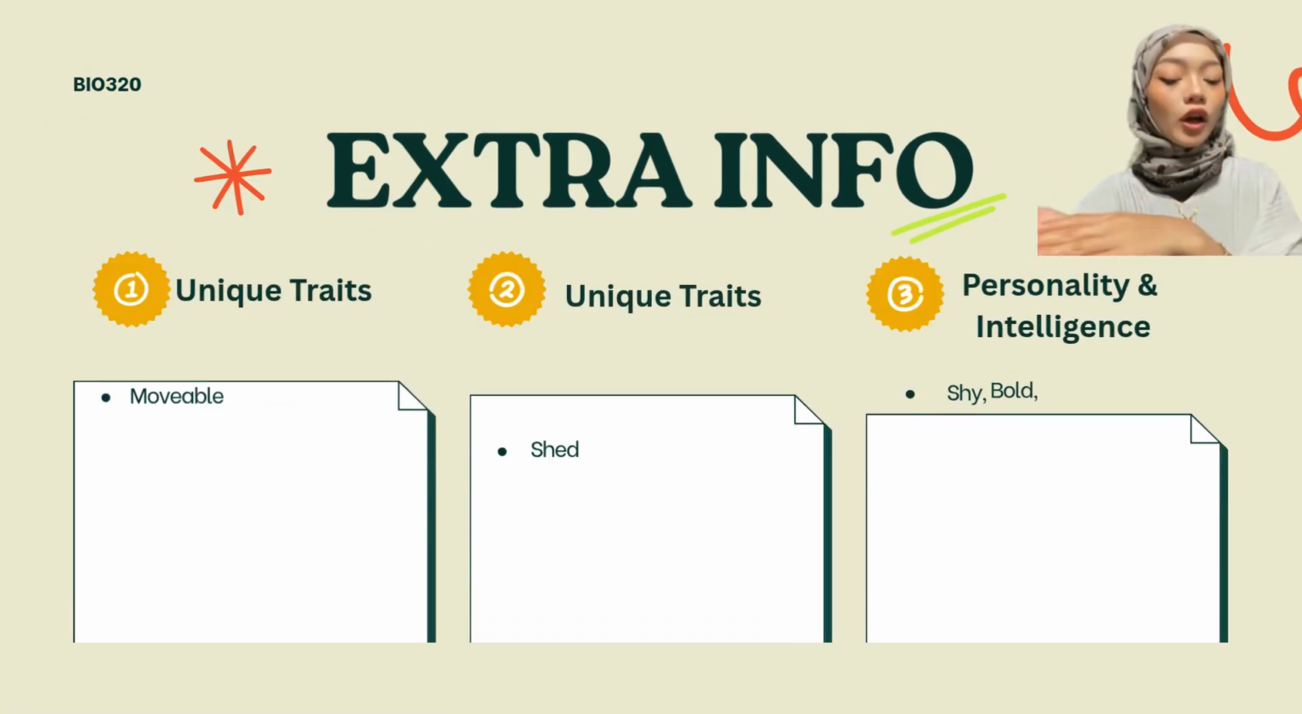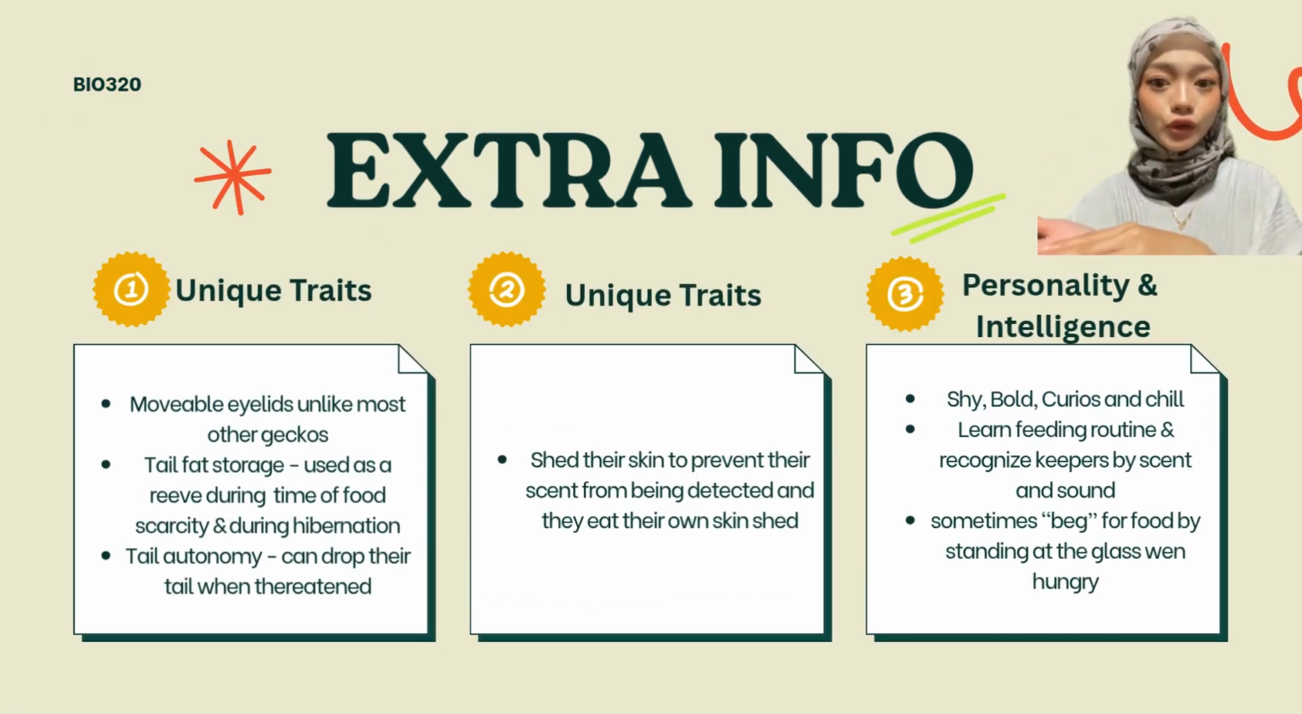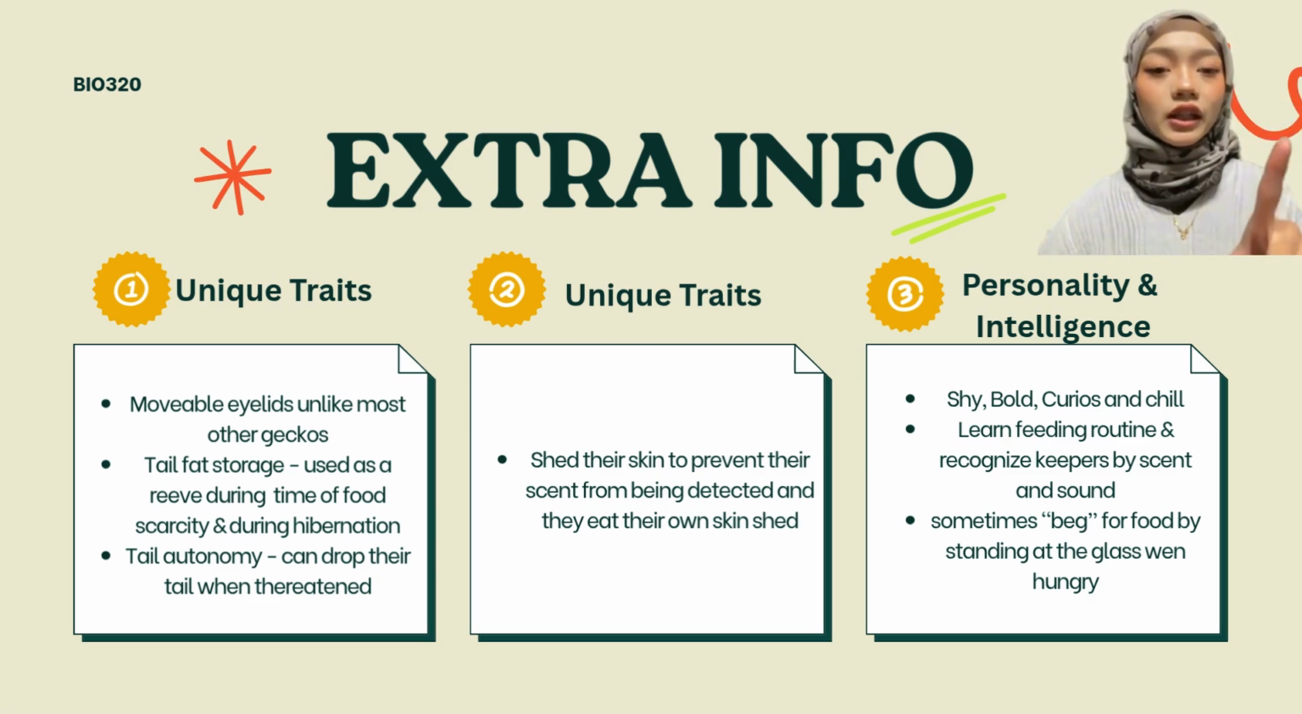So let's move to extra information. Do you guys know that leopard geckos have movable eyelids, unlike most other geckos? Other than that, their tail acts as a fat storage and is used as a reserve during times of food scarcity and also during the hibernation period. They can also drop their tail when threatened.